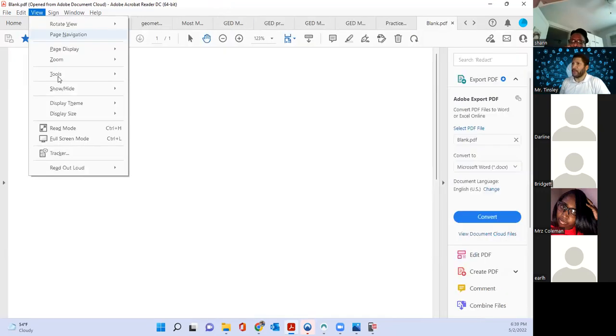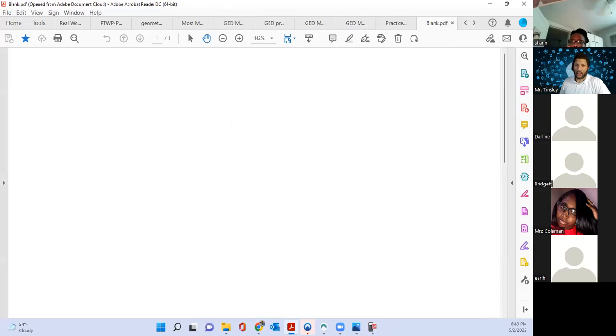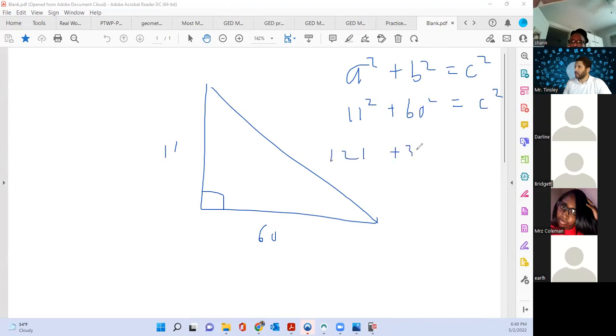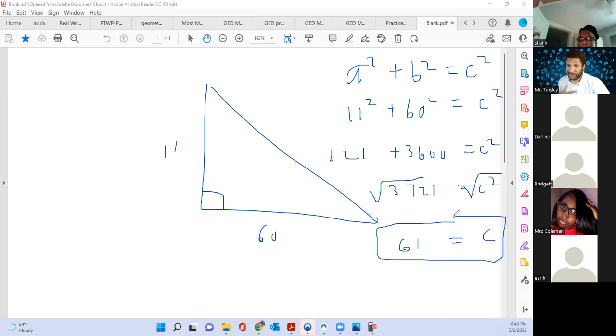Now, if you were doing this by hand, okay, you have your triangle, 11 and 60. But you had to realize A squared plus B squared equals C squared. So now 11 squared plus 60 squared equals C squared. 121 plus 3,600 equals C squared. What's that? 3,721 equals C squared. Take the square root of both sides. C equals 61. Now that's me knowing what I'm doing.